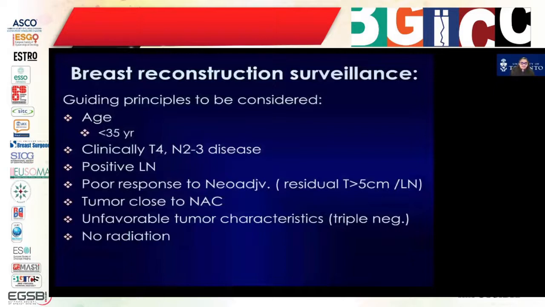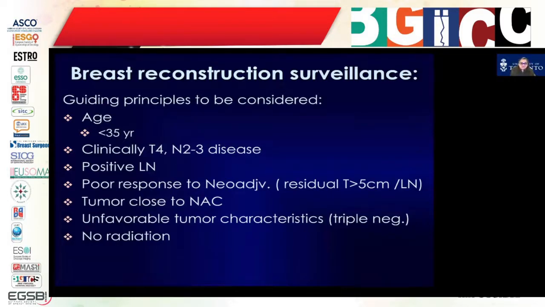So guiding principles are to be considered. Age is important. Clinical disease, is it T4? What was the nodal status? Was the lymph node positive? What was the response to neoadjuvant treatment? Was the tumor close to the nipple? This is very important. The surgeons always ask us how close is the tumor with respect to the nipple, because that's what determines whether they can perform a nipple sparing or not.